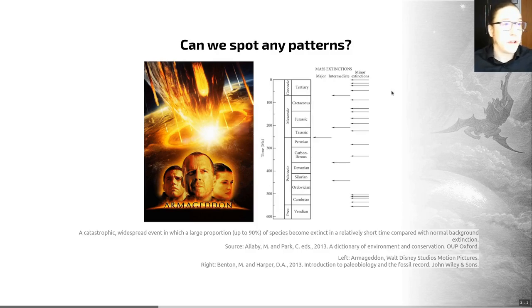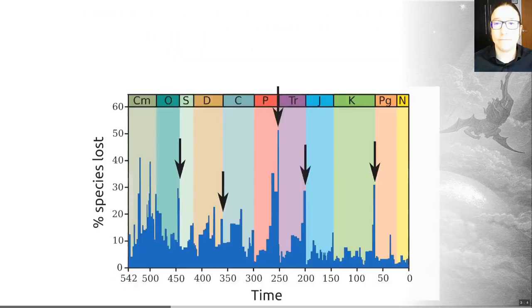As you can see from this lovely diagram, which I really like, on the right-hand side here, there is a gradation of different levels of extinction, and there are minor extinctions that typically coincide with the boundaries between our geological time periods. You may want to have a quick think about why that may be the case.